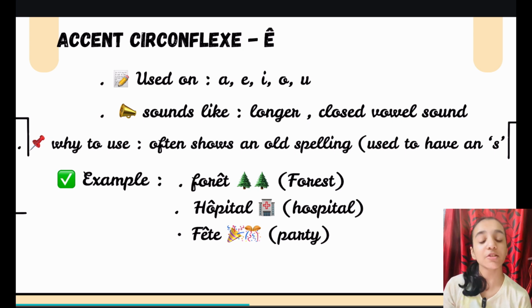So next is accent circonflexe. It is used on A, E, I or U, meaning on all the vowels. It sounds like a longer closed vowel sound. Why use it? Because it often shows that an old spelling used to have an S. Examples: the word forêt, where it is placed above the letter E, as well as in the word hôpital and fête.